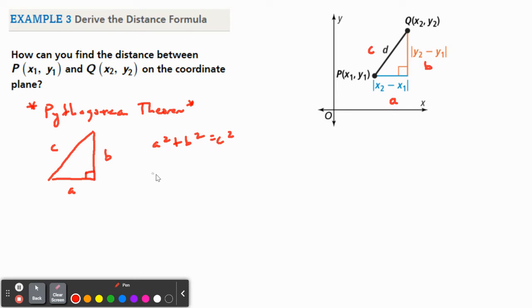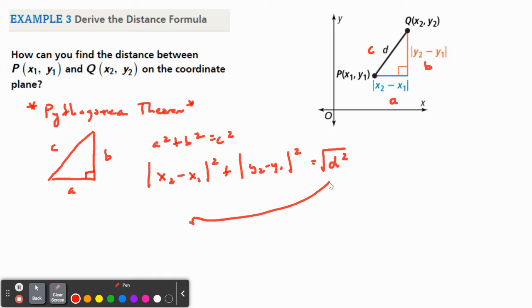So we're going to do the absolute value of x2 minus x1, and that's going to be squared, plus the absolute value of y2 minus y1, and that's going to be squared. And this is going to equal our distance squared. Now, we want to find the distance. So what we're going to do is take the square root of that. The square root gets rid of the squared. So that's the purpose, is to cancel out the squared. So what that's going to do here, I'm going to put D first, is get D all by itself. Now, if you take the square root of the right side, you also have to take the square root of the left side.